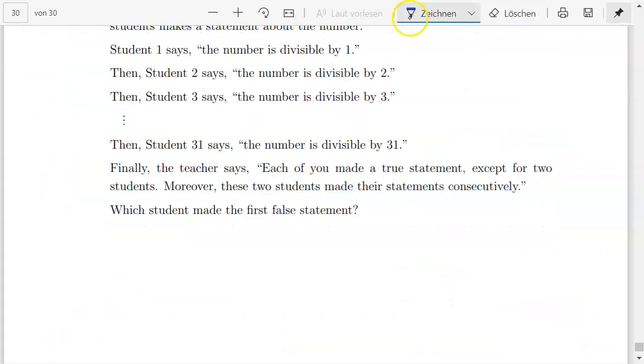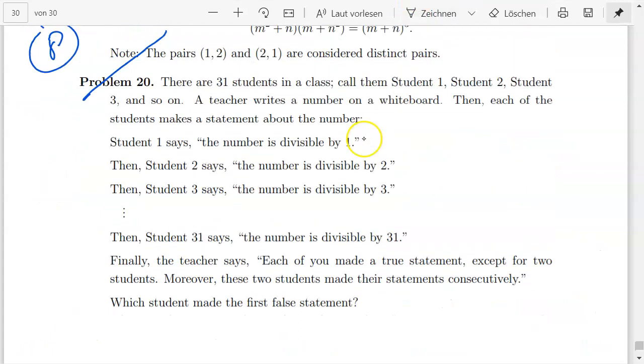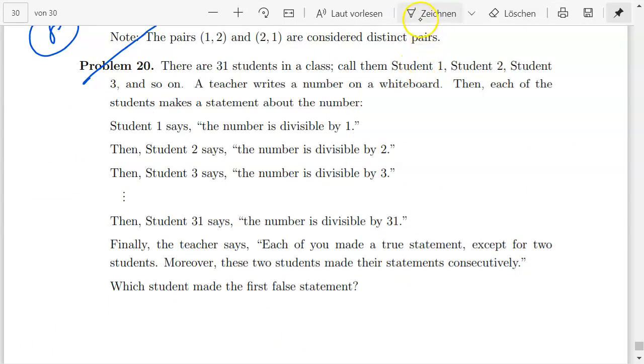Okay, now we move on to problem 20. This one is the longest one in the whole problem set actually. So let me try to read it out. Maybe try an English accent. There are 31 students in the class. Call them student 1, student 2, student 3, and so on.